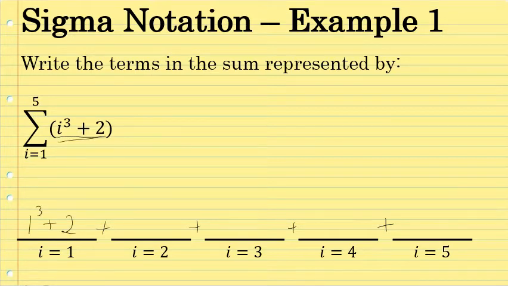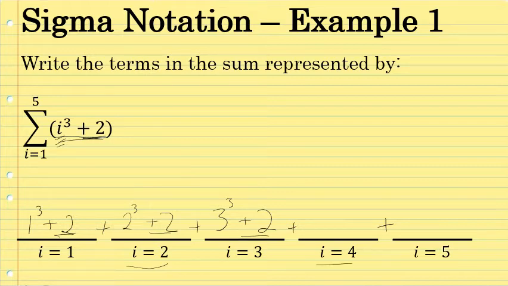In the second term, i has a value of 2. So instead of 1 to the third plus 2, we'll be looking at 2 to the third plus 2. In the third term, when i is 3, we'll be dealing with 3 to the third plus 2. Notice the only thing that changes is the value of i. The constant plus 2 is the same as we go through the list of terms in the sum.